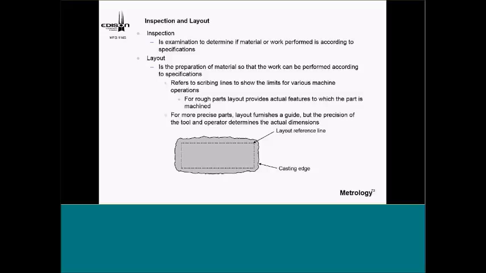Again, as I said, for precise parts, layout furnishes a guide, but the precision of the tool and the operator determines the actual dimensions. So they may machine one side, turn it over, and line it up, then machine the other side.